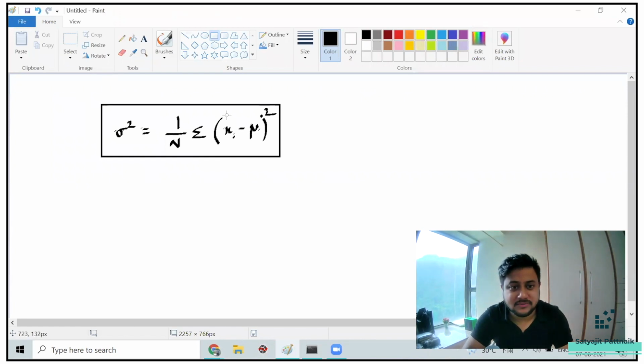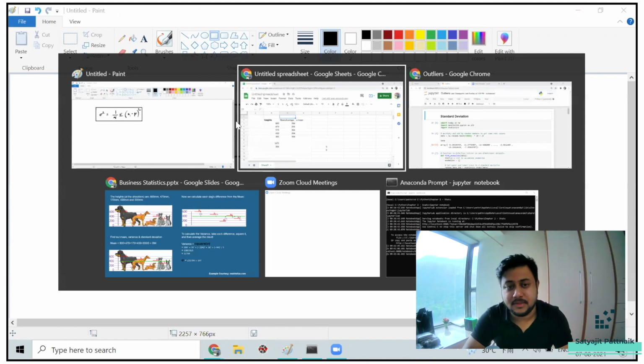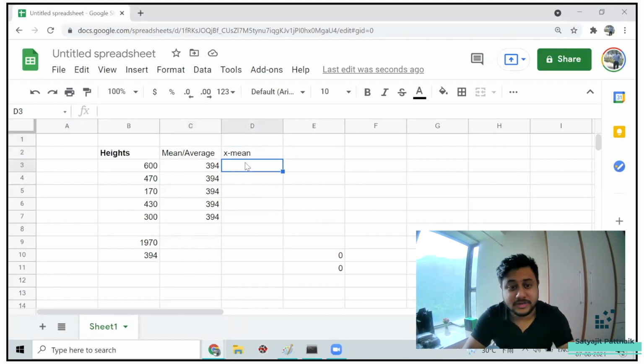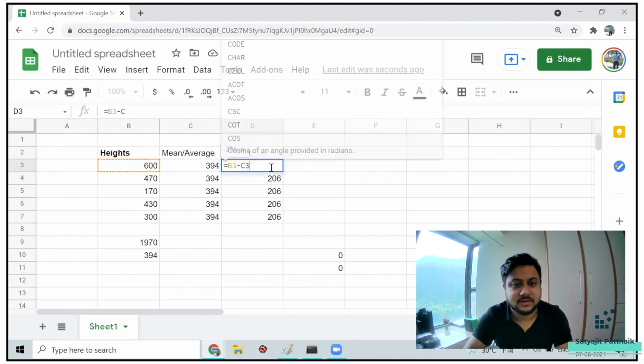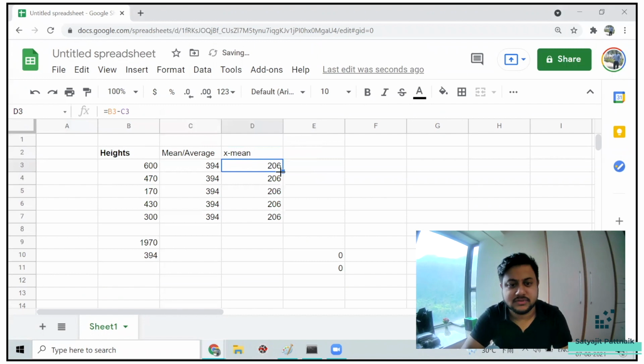We are just finding x minus mean. We'll talk about the formula as well. What is x minus mean? It's 600 minus 394, right? I'll do the same for all of them. So we have to do B3 minus C3, and then we just drag it down. Yes, we get all the numbers.